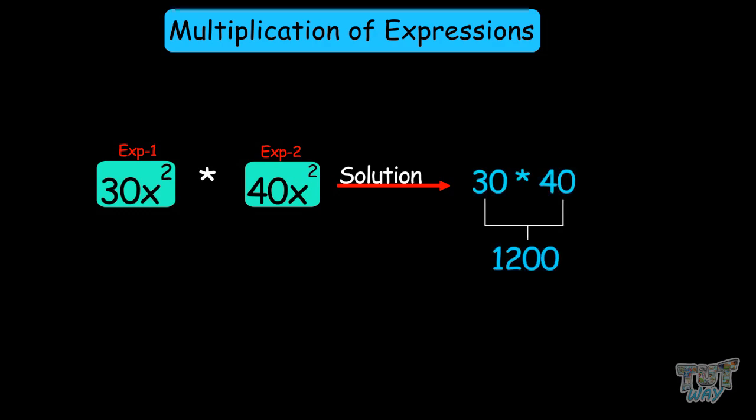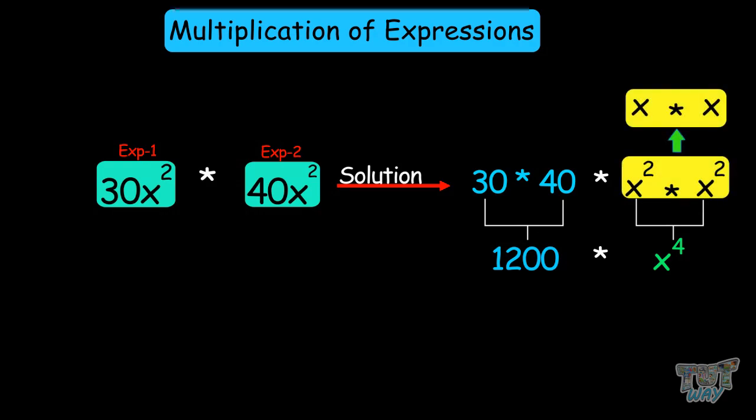30x squared times 40x squared. 30 times 40 is 1200. x squared times x squared is x to the power of 4. Now remember, when you have the same base and multiply, you have to add the powers. So x squared times x squared becomes x to the power of 2 plus 2, which becomes x to the power of 4.